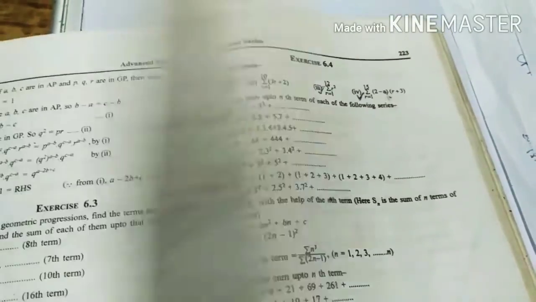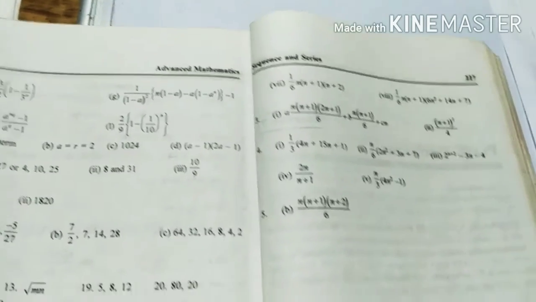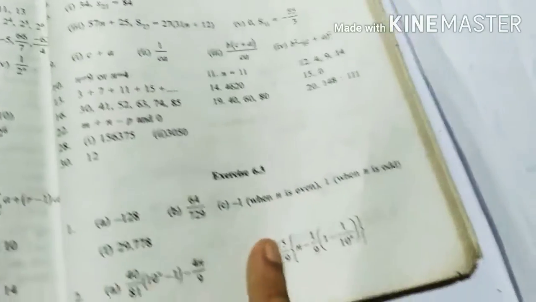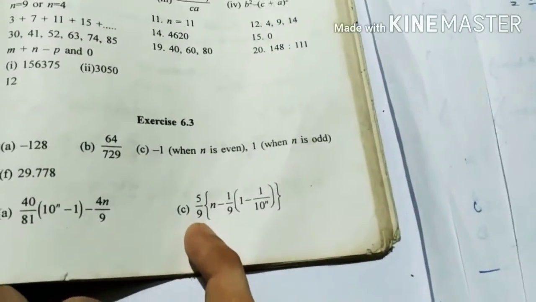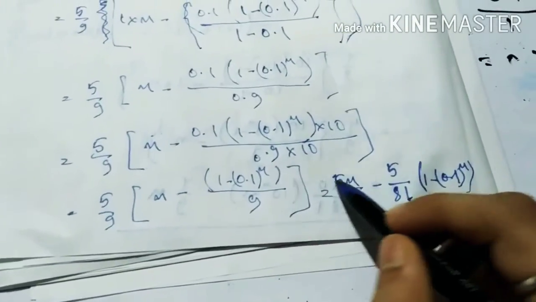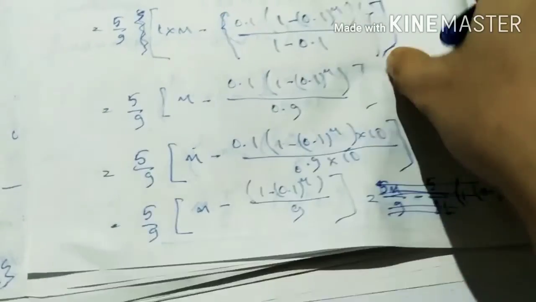Let me check the back answer here. Exercise 6.3, question number C. This is your answer: 5 by 9 n minus 1 by 9. Instead of multiplying this one, you do it in this way.